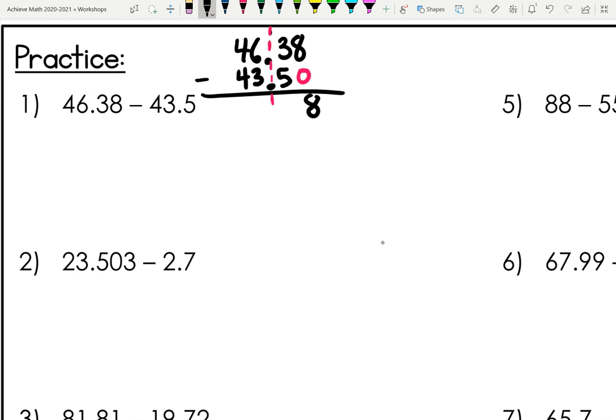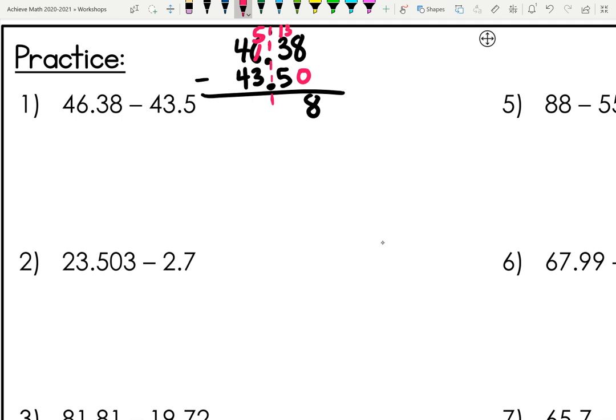Now here's the situation where I have 3 dimes and I have to take away 5 dimes. I'm going to have to dip into my dollar in order to complete this transaction. So I'm going to borrow. I'm going to take one of them away, leaving me with $5. $1 is the equivalent of 10 dimes. So this is going to become 10 plus 3, which is going to be 13.